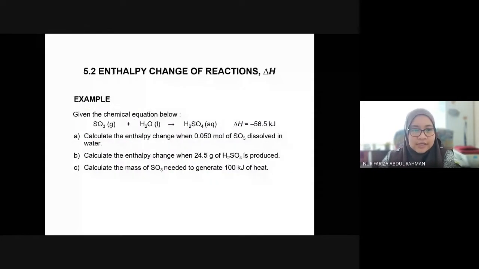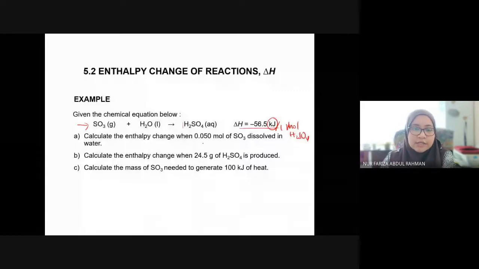Okay, let's look at the example. So this is the equation, okay, and then this is the amount of heat release. Nampak tak dia bagi kJ? Problem ke kJ ni? Tak problem pun. Okay, maksudnya it is understood. kJ, or if we are referring to H2SO4, that means kJ per 1 mole of H2SO4.